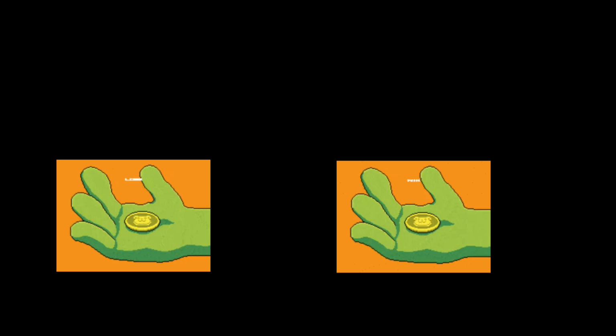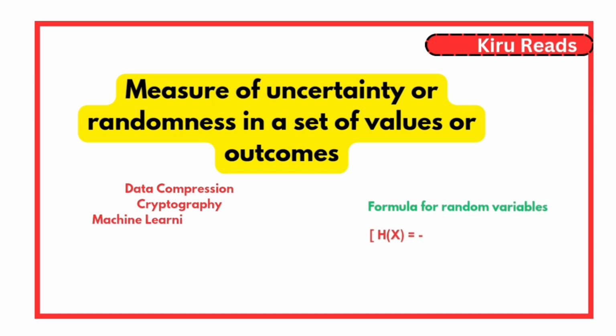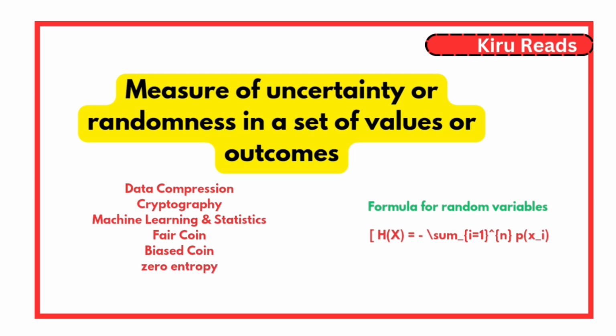Shannon entropy, named after the mathematician Claude Shannon, is a measure of uncertainty or randomness in a set of values or outcomes. It allows us to quantify the amount of unpredictability or surprise involved in a random variable. In simpler terms, Shannon entropy tells us how much information we can expect to gain when we learn the outcome of an uncertain event.